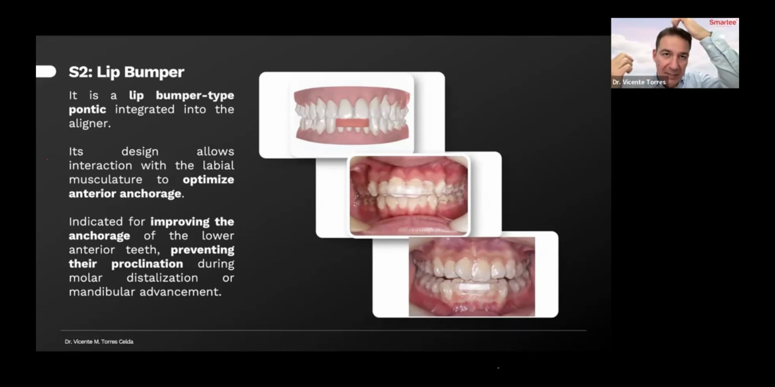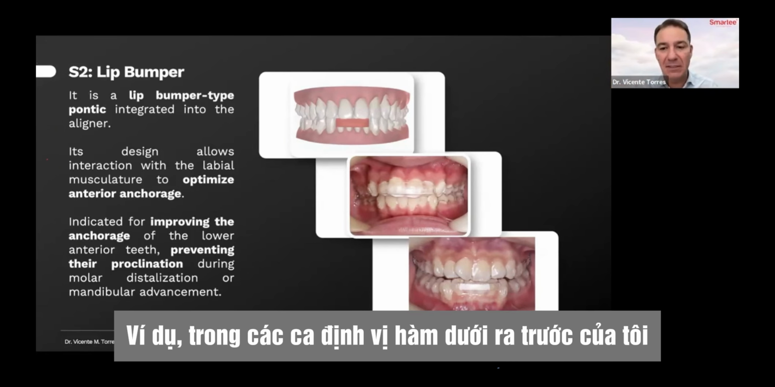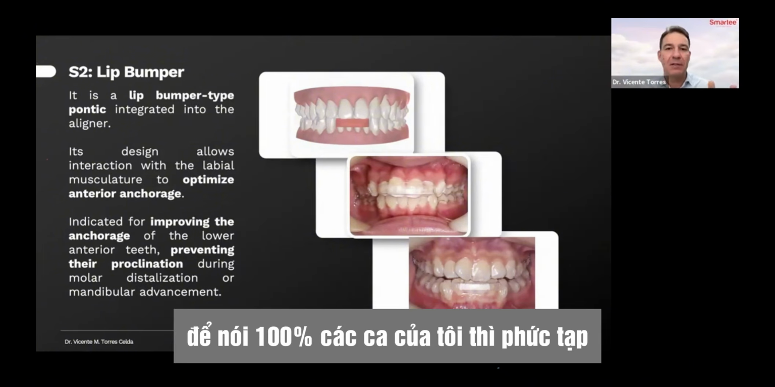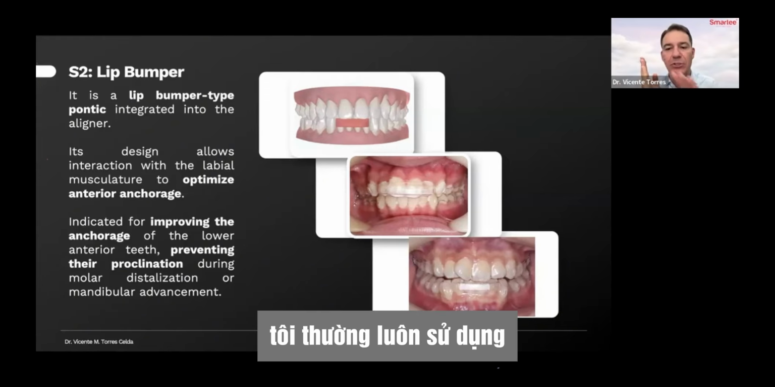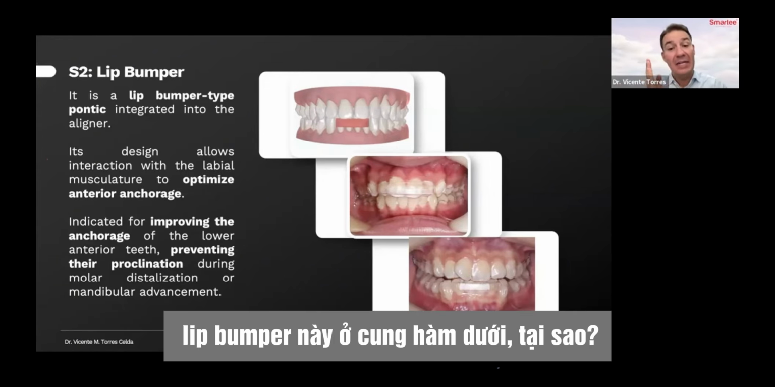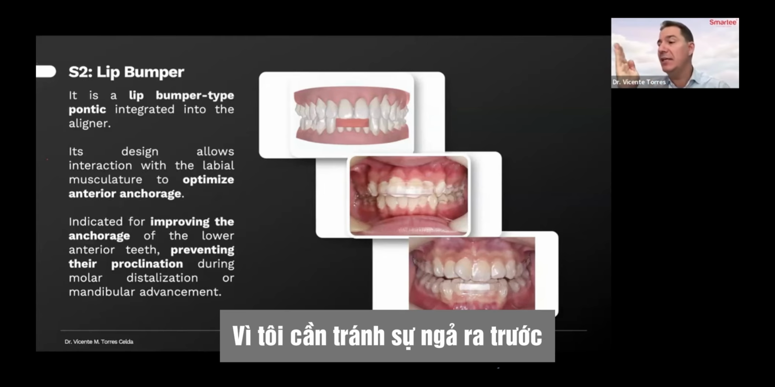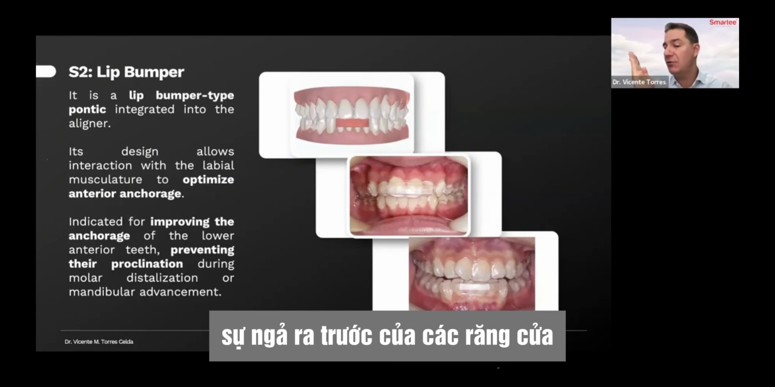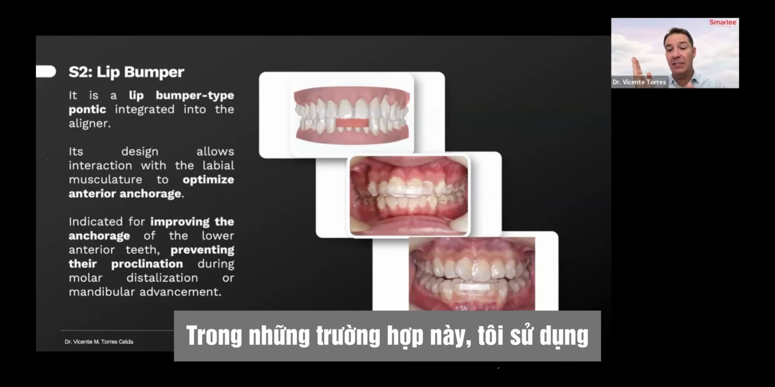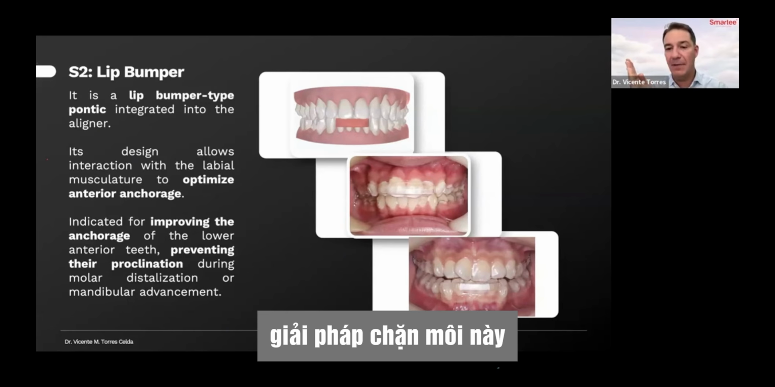So for example, in my cases with mandibular advancement, of course, to say 100% of my cases is complicated, but from the beginning I have my lower incisors straight or with little pro-inclination. I normally always use this lip bumper in the lower arch. Why? Because I need to avoid the pro-inclination, the unwanted movement of the mandibular advancement, the pro-inclination of the incisors. So in these cases, I use this lip bumper solution.